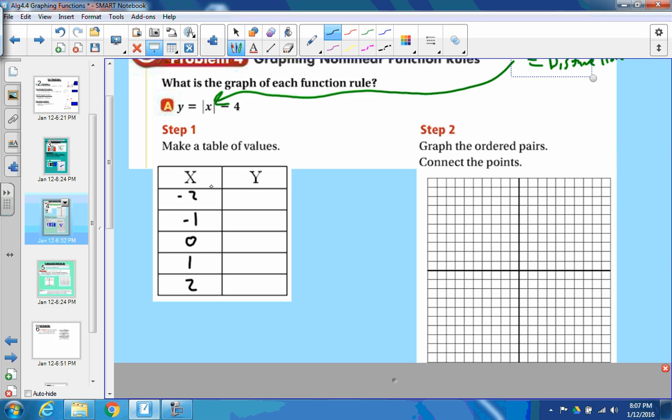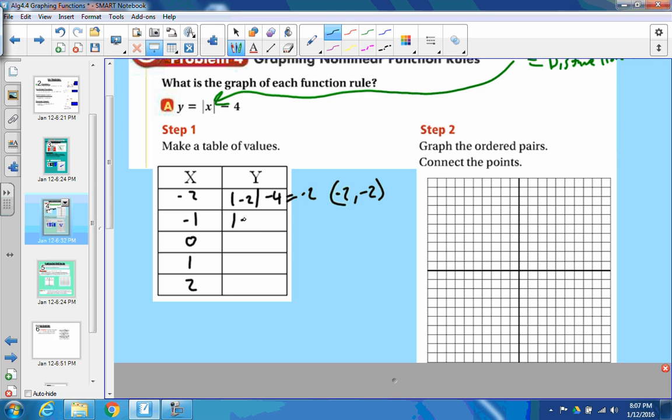So what's the absolute value of, let's plug it in. Absolute value of negative 2 is what we're plugging in for x. And we subtract 4 from it. Absolute value of negative 2, so that's 2 spots away from 0. So that's positive 2. Remember, absolute value is always going to make it a positive number. So positive 2 minus 4 is going to be negative 2 there. So our ordered pair is negative 2, negative 2.